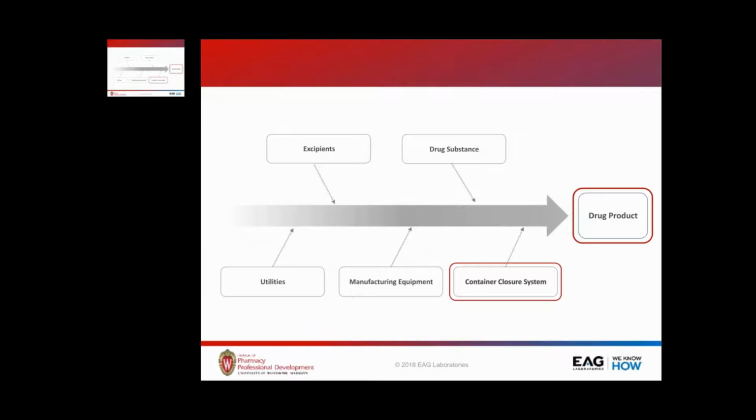The other areas, again, are all the different sections of where elemental impurities and/or leachables could come from. The utilities, that's your water, your manufacturing source, the equipment, the excipients, the drug substance. But again, here we're specifically looking at the leachable, so we're looking at what's coming out of the container closure system into our final drug product.